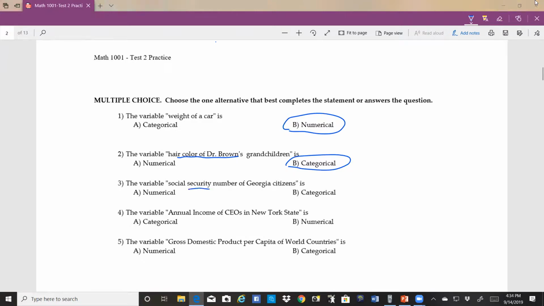Now, here's one on Social Security number of Georgia citizens. Obviously, it is a number, but it doesn't tell you the size of anything, or you don't use that number to calculate something. So it would be categorical. The annual income of CEOs in New York State would be numerical, obviously. And then the variable gross domestic product per capita of world countries would be numerical.